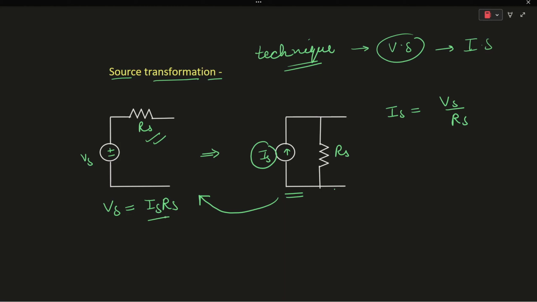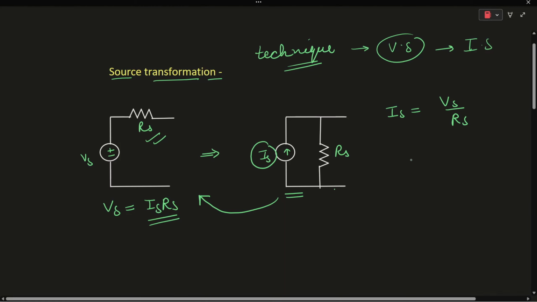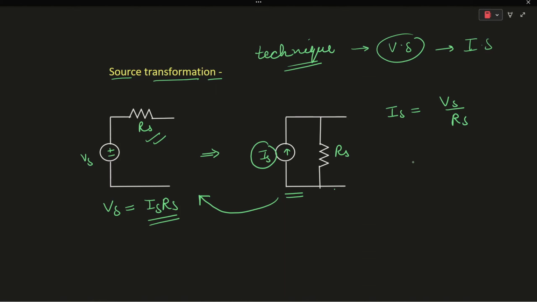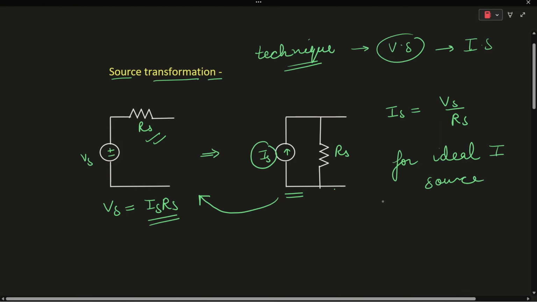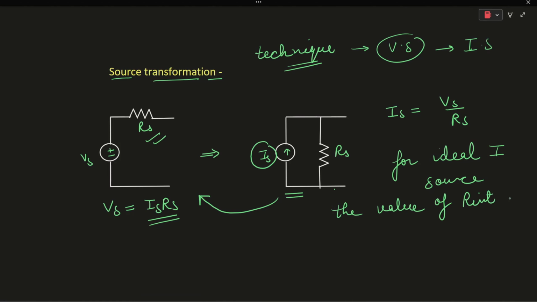One more thing which I forgot to tell you in the previous tutorial is that for an ideal current source, the value of internal resistance, or your Rs, is infinite.